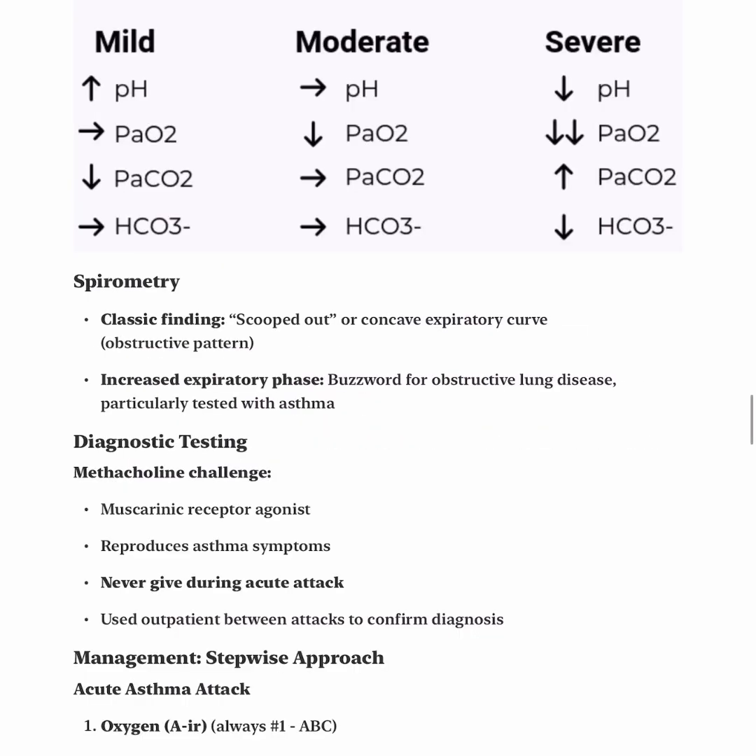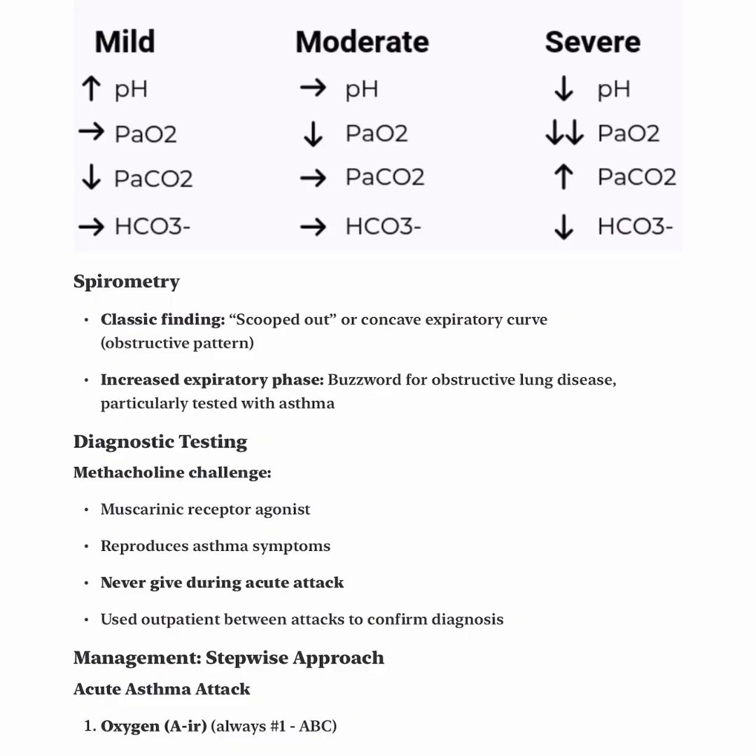Here we have a little diagram going over the blood gas results for asthma, whether it be mild, moderate, or severe. Notice that the pH goes from increased to decreased depending on whether that CO2 is blown off or retained, moving from mild to severe. As far as spirometry, the classic finding is you will have the scooped out loop or the concave expiratory curve. This is an obstructive pattern. You'll have the increased expiratory phase. This is a buzzword for obstructive lung disease, especially tested in asthma.